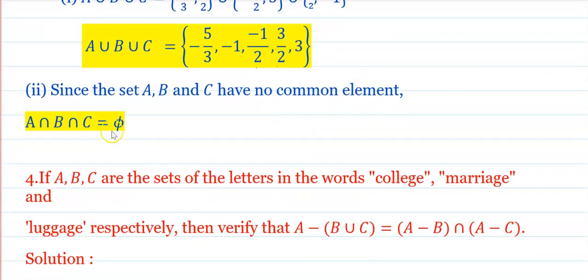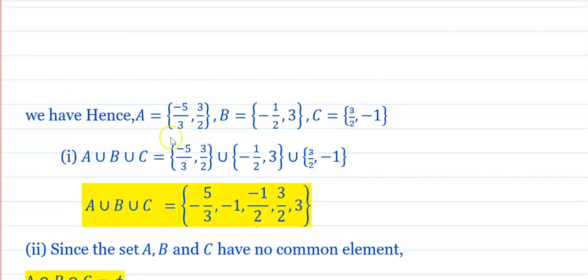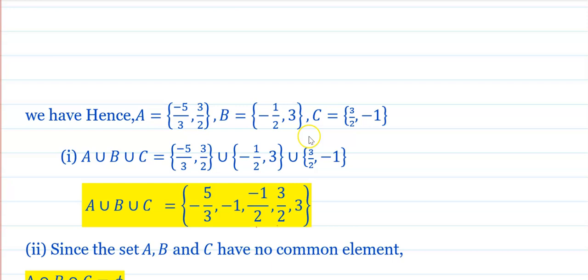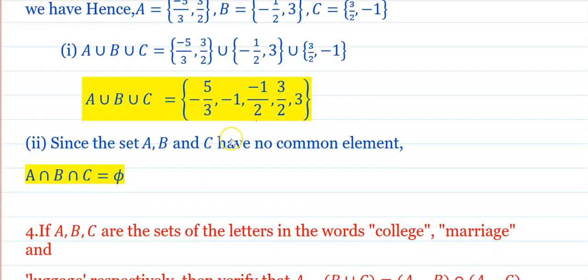Okay, next if we observe this A, B, and C, then from A, B, C there is no common element. If we observe, A and C have the common element 3/2, but the three of them do not have any common element, and therefore A intersection B intersection C is equal to the empty set.